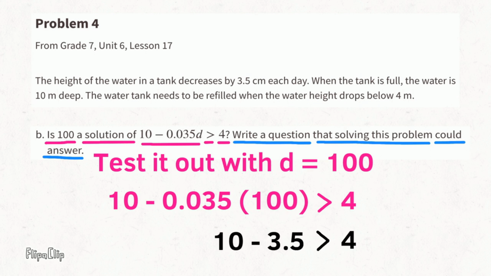10 minus 3 5/10 is greater than 4. Well, let's see if that's true. 10 minus 3 5/10 is 6 5/10, and that's true. 6 5/10 is greater than 4.